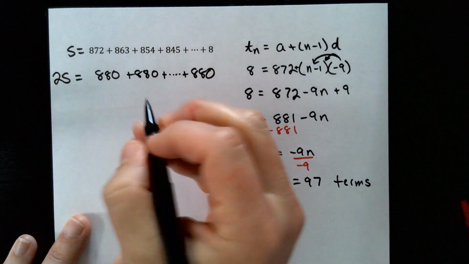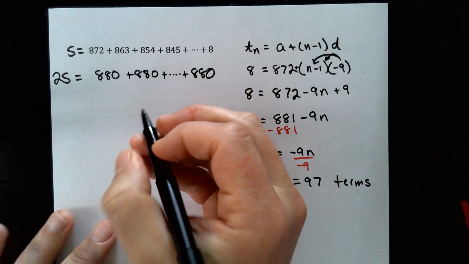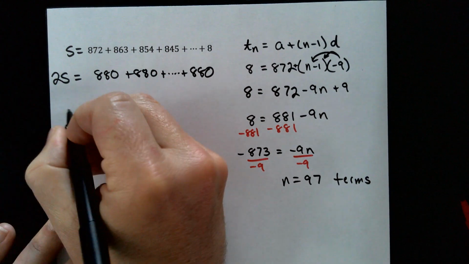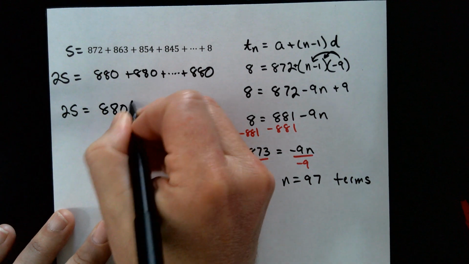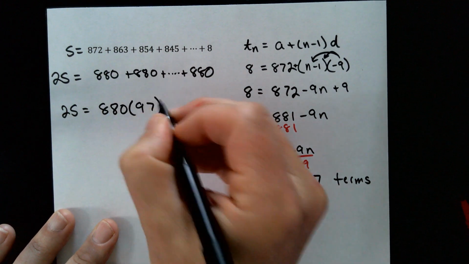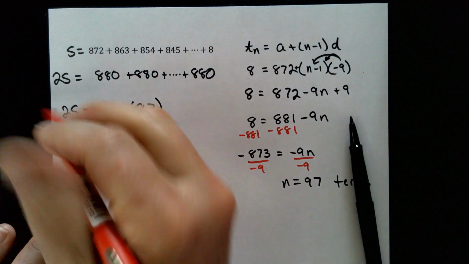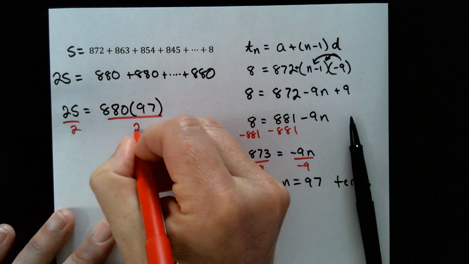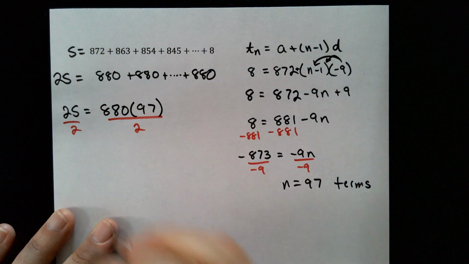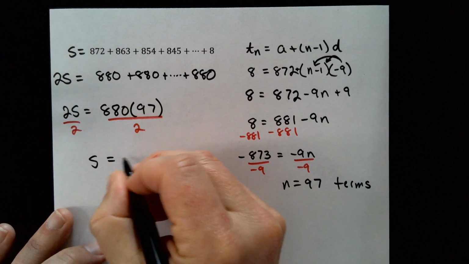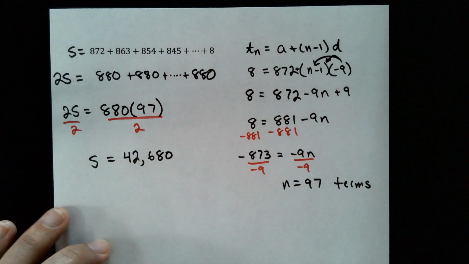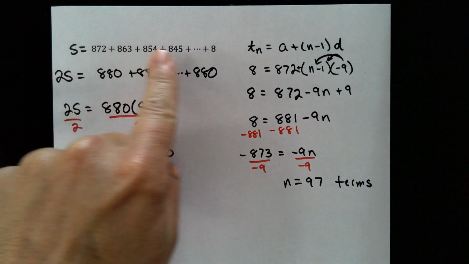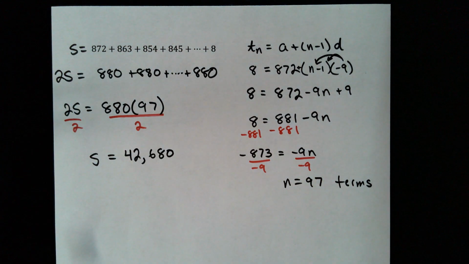Oh, this is 2S, by the way. Sorry, 2S, because we're pairing there. So you have 2S is equal to 880, and it happens 97 times. And divide this 2 on both sides, and you get S is equal to 42,680. And that is the sum of this. And that's it.